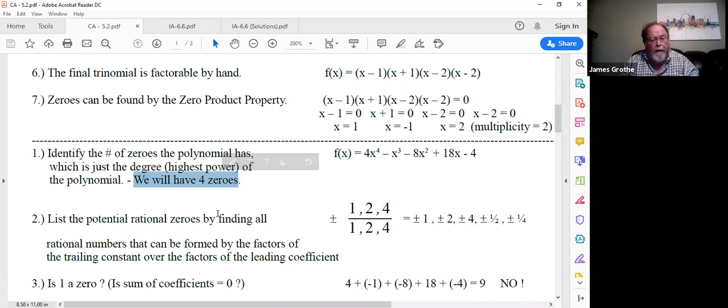Okay. Next, we look at the potential rational zeros. This gives us our so-called suspect list, the possible numbers that we're going to try to see if they are zeros of the polynomial. Here, my constant is negative 4 at the end. So the factors of 4 would be 1, 2, and 4. Those are the possible numerators of my rational zeros. And my lead coefficient is also 4. So my denominator could also be 1, 2, or 4.